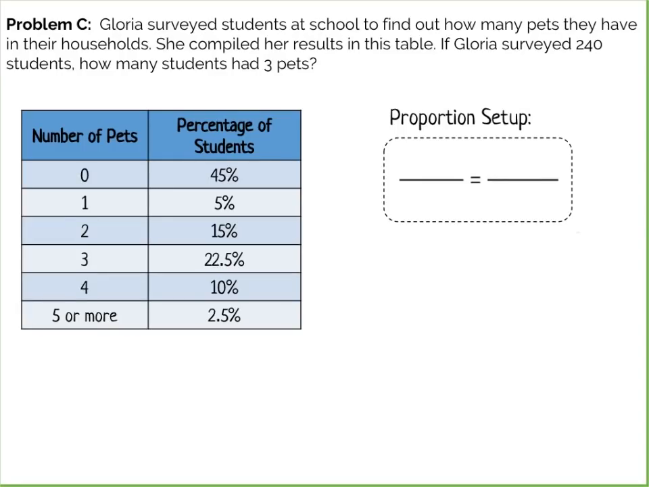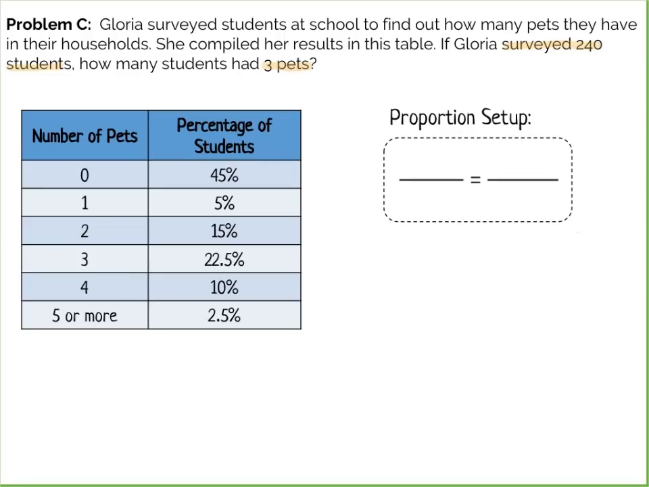Here we are at example C, and it says Gloria surveyed the students at school to find out how many pets they have in their households. She compiled her results in this table. If Gloria surveyed 240 students, how many students had 3 pets? So let's start by pulling the important information out of the problem that we have. So we know that she surveyed 240 students total, so that's important information to have. And it's asking us how many students had 3 pets. So that's important information to have.